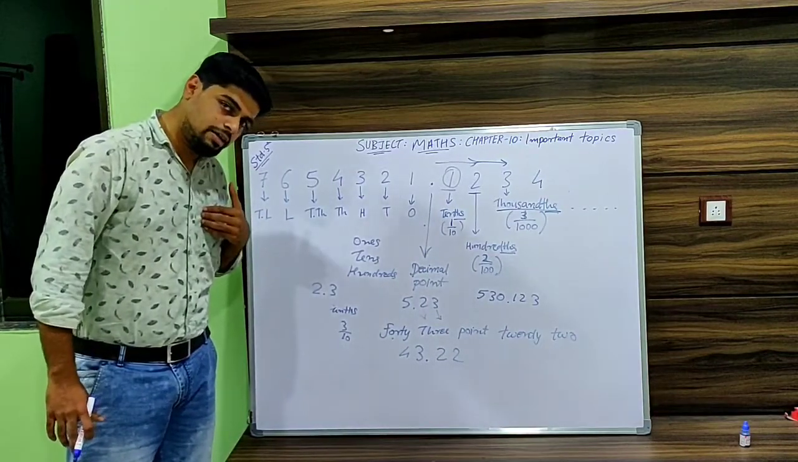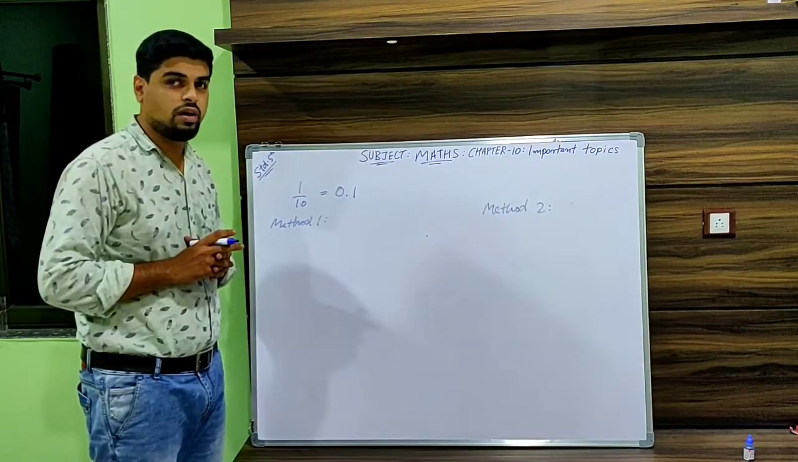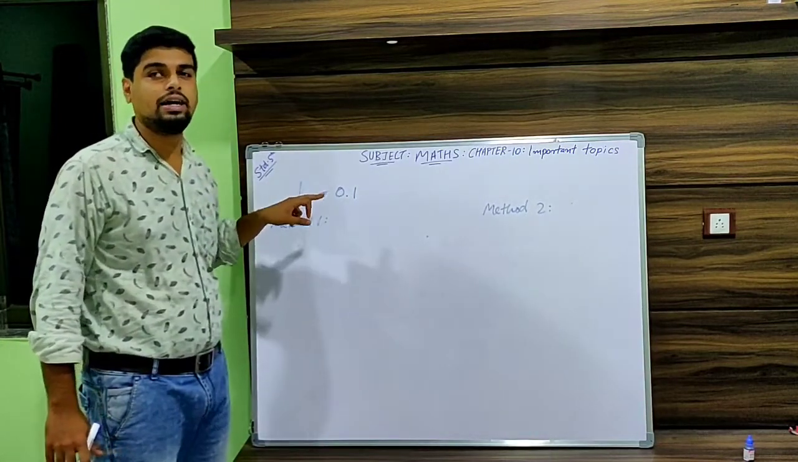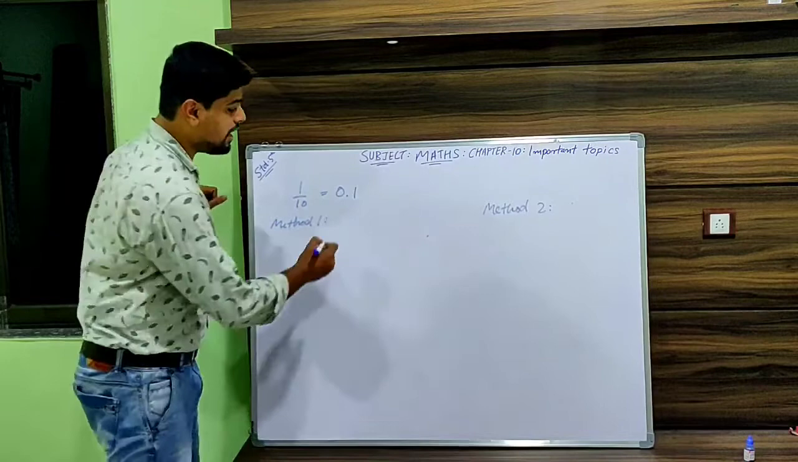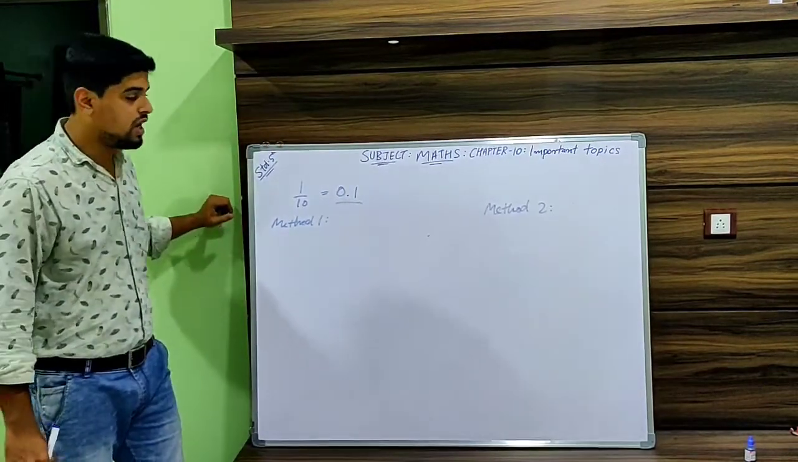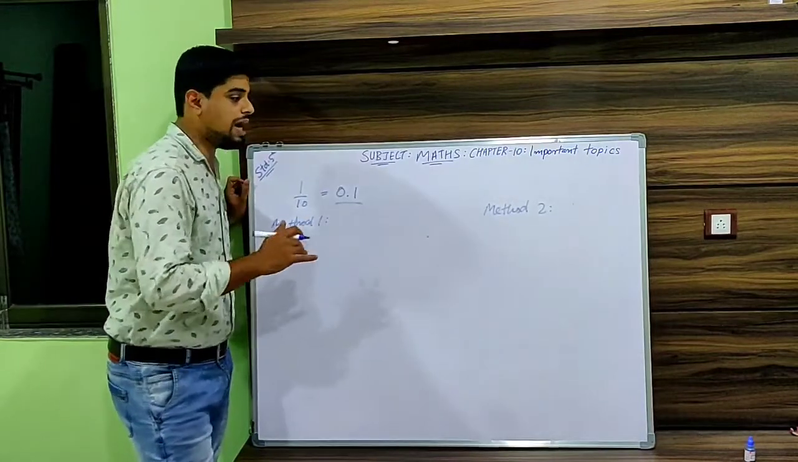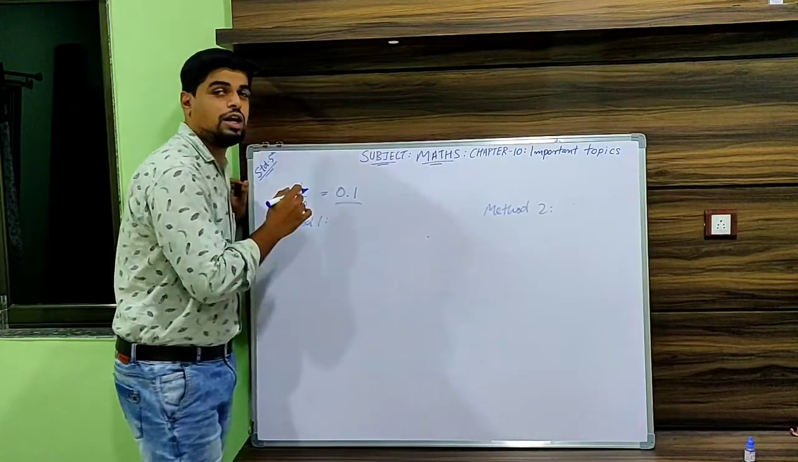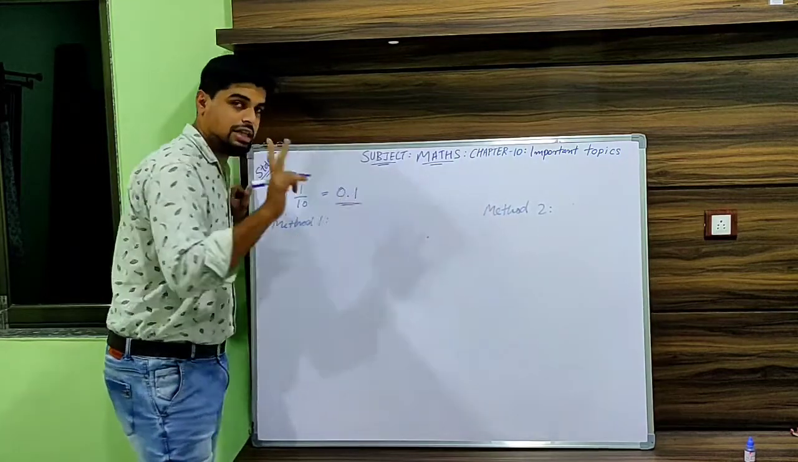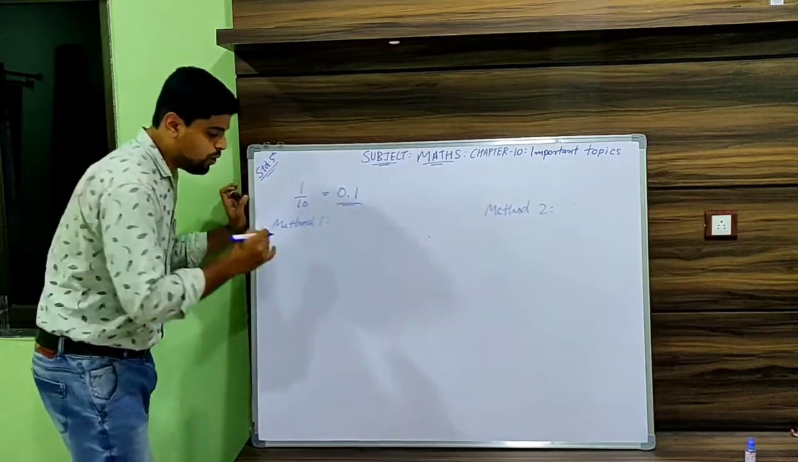Okay, bachcha party? Next, we have to learn how to write tenths and hundredths of any given number in decimal point. There are two methods. The first is the old method.